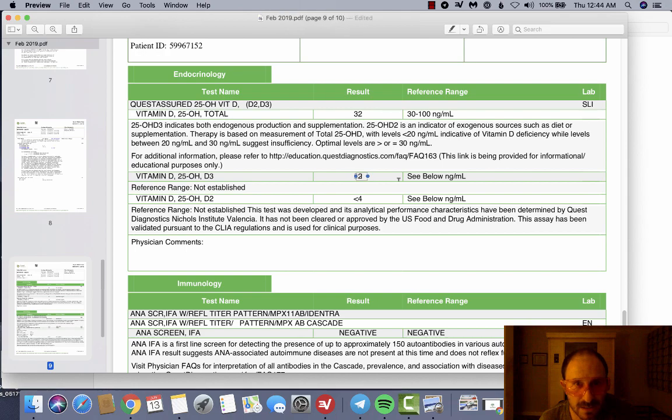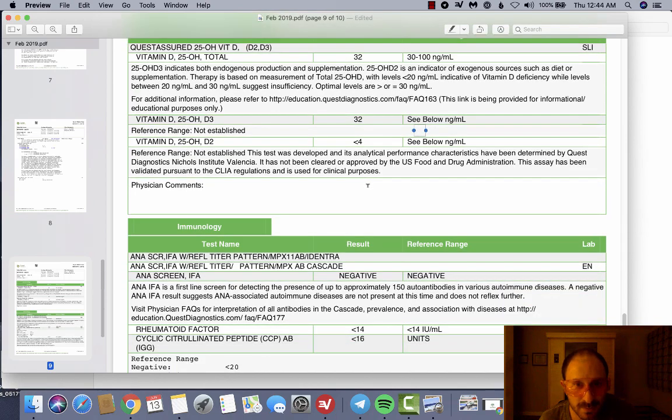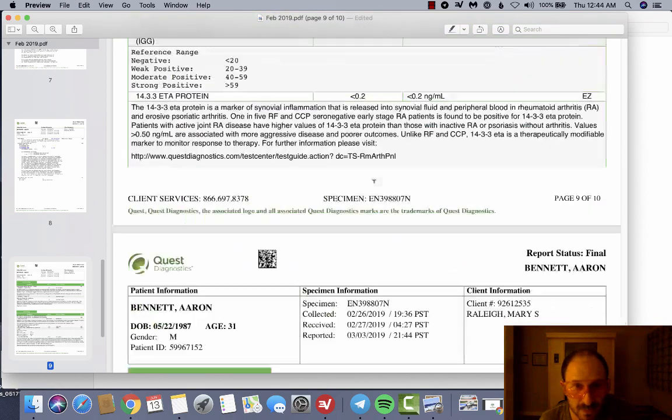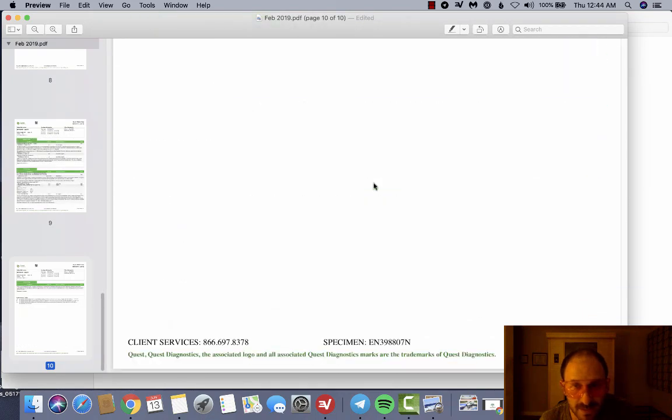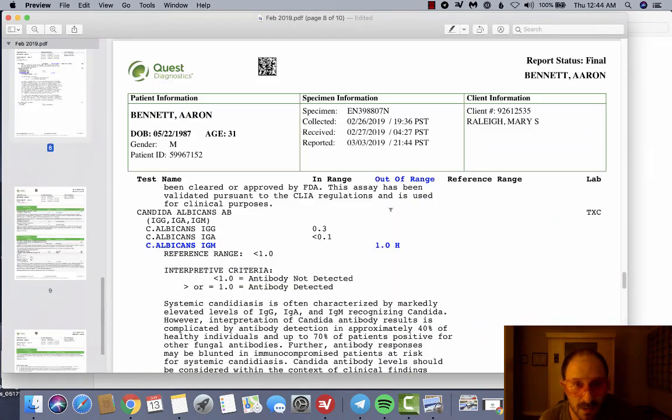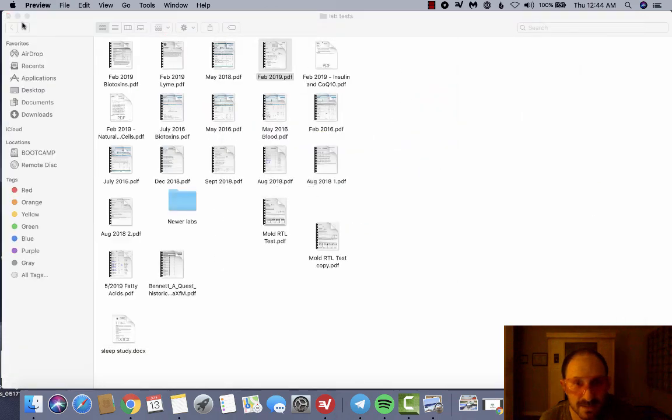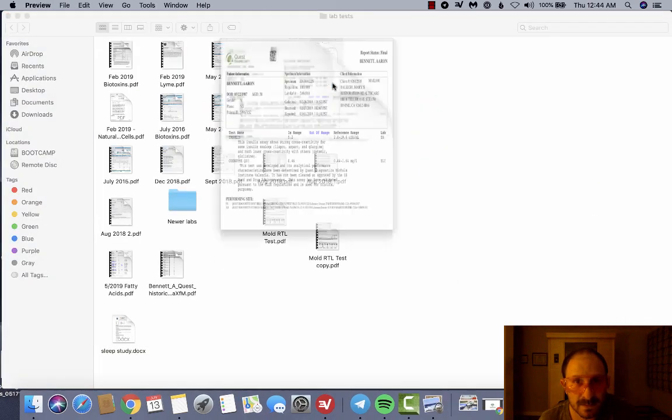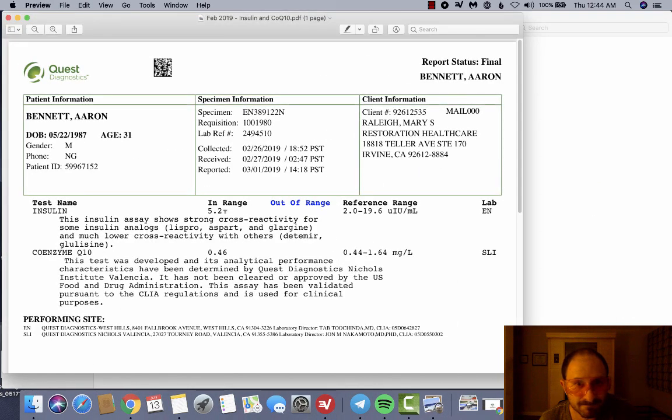Really low vitamin D. So I've been supplementing with vitamin D for a long time, so it's not like I can really do anything else with that. And I get a ton of sun. So that's that. Let's see here. These are all from this year. I guess my insulin and really low CoQ10. So she just wants me to supplement with that.